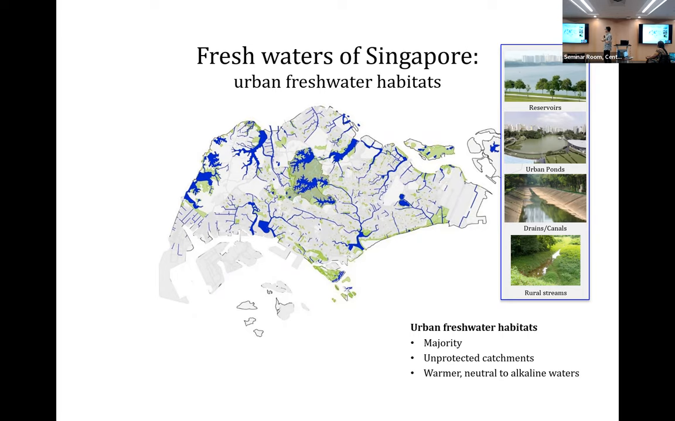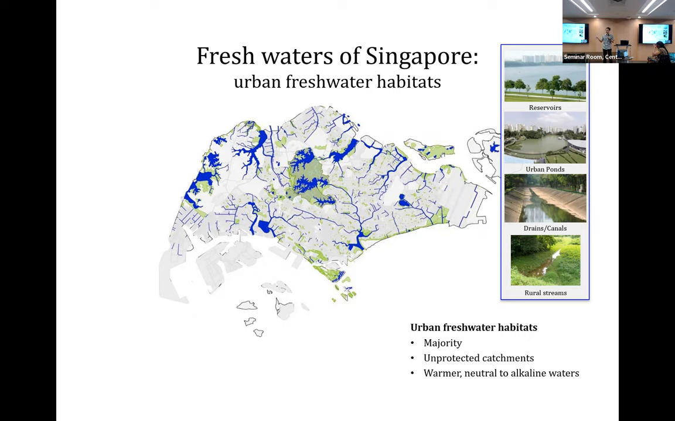So urban freshwater habitats comprise things like reservoirs, ponds, urban ponds, drains, canals, and what I term rural streams, which are essentially streams where, instead of being dominated by trees, it's mainly grass. So they are sort of at the edges of the forest. They are usually situated in unprotected catchments. Unprotected catchment means essentially there's development allowed within the catchment, right? So you can have building, light industry and things like that.